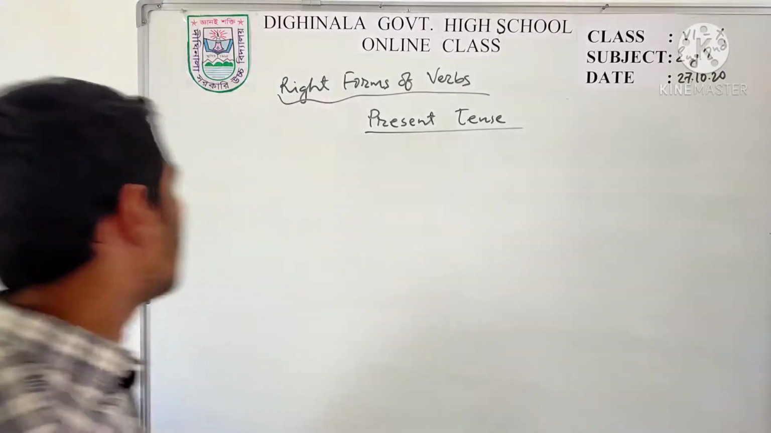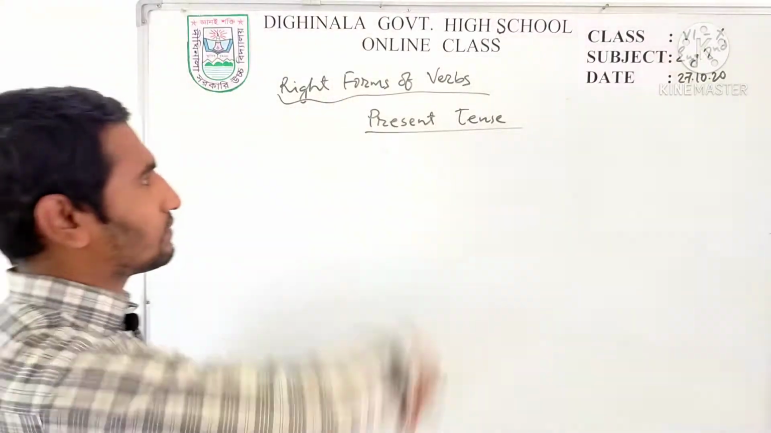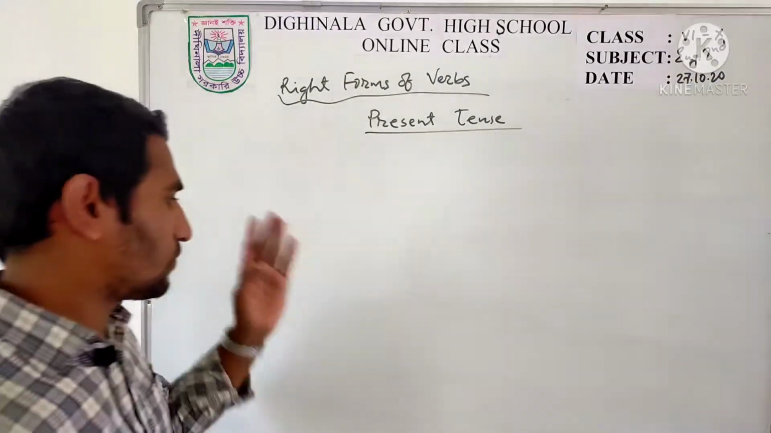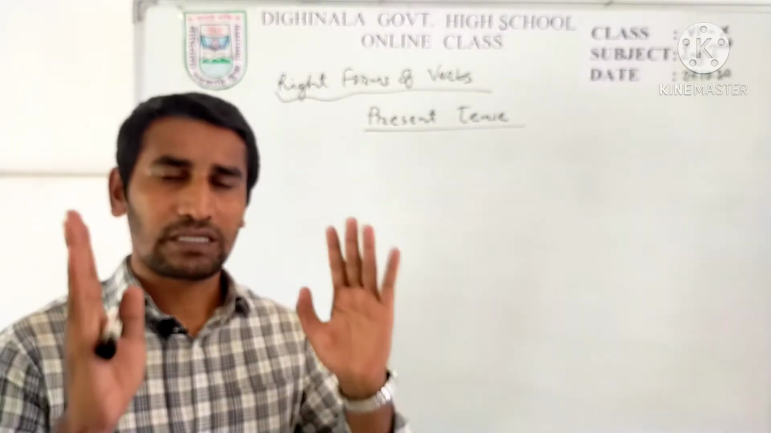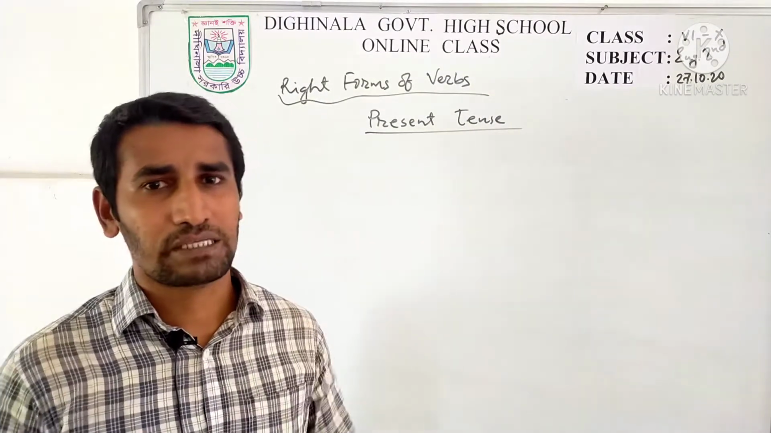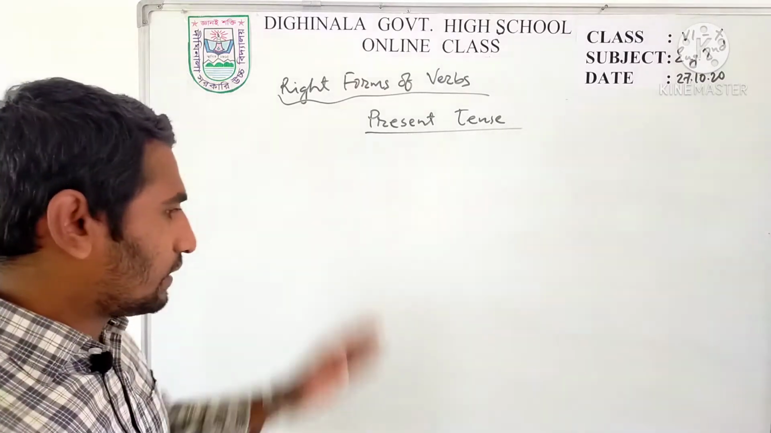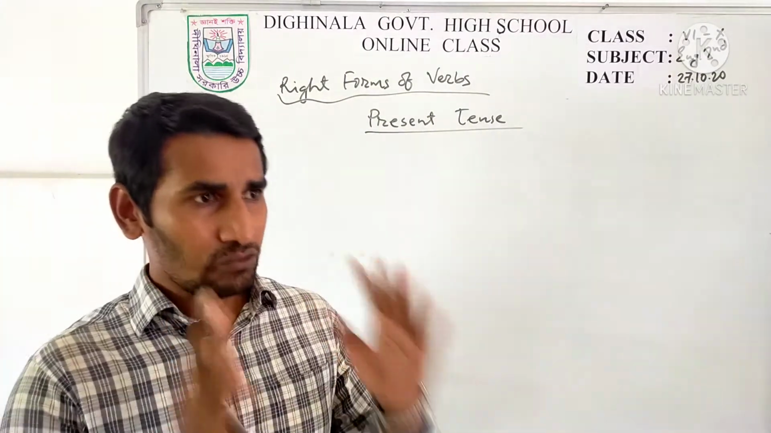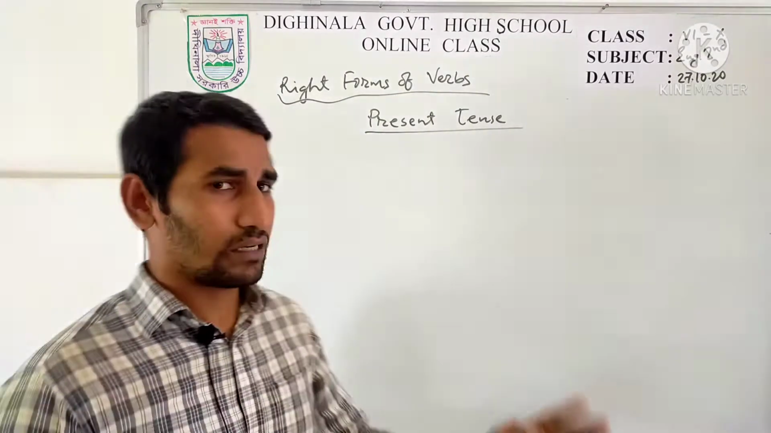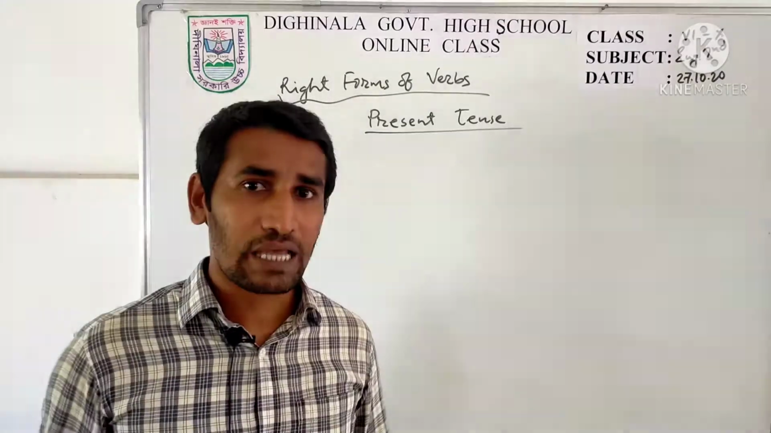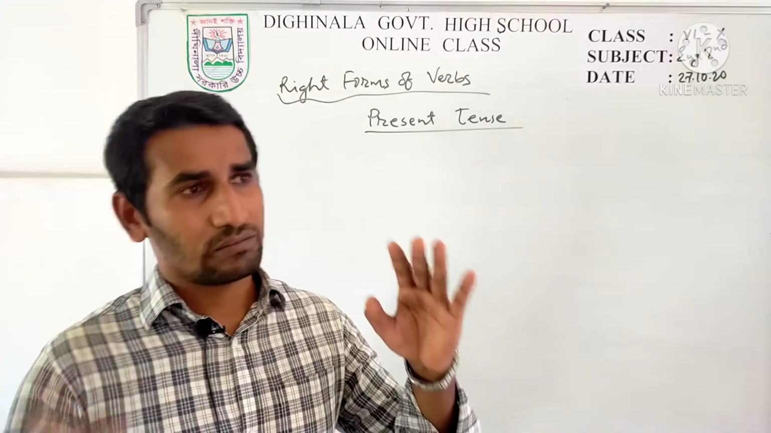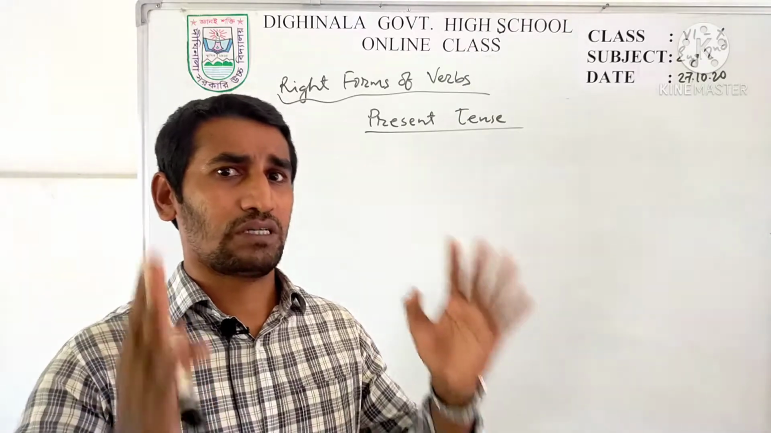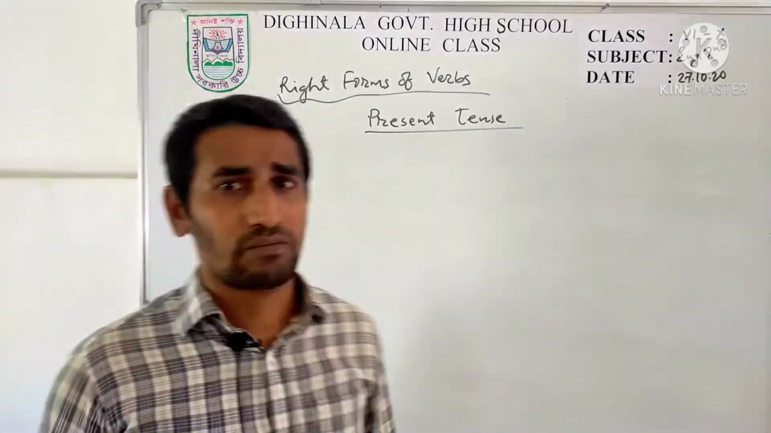So let's start. You can see here present tense, and you know this present tense is of four kinds. First one is present indefinite tense, then present continuous tense, then present perfect tense, and then present perfect continuous tense. In class 6, 7 and 8 most of the rules or uses of right forms of verb will come from this present tense, and in 9 and 10 also, maximum examples or uses of right forms of verb might come from present tense.